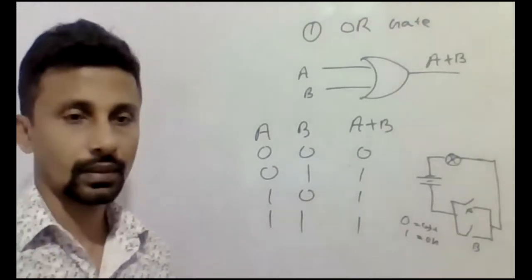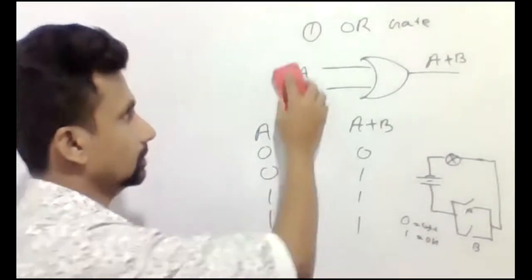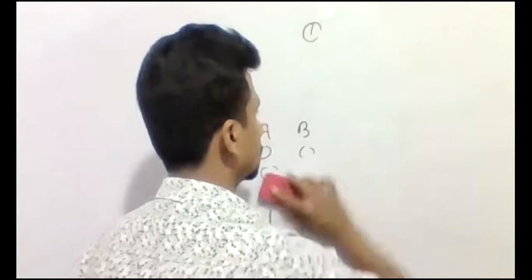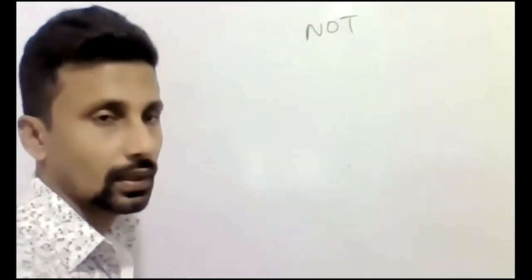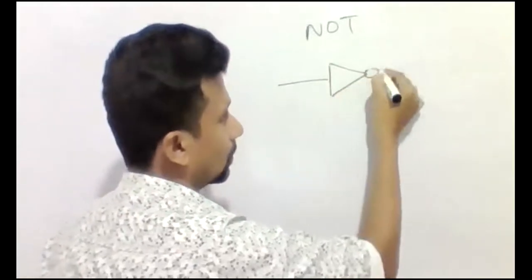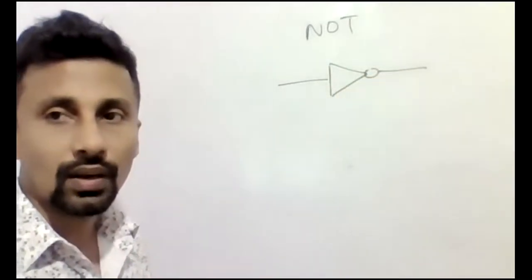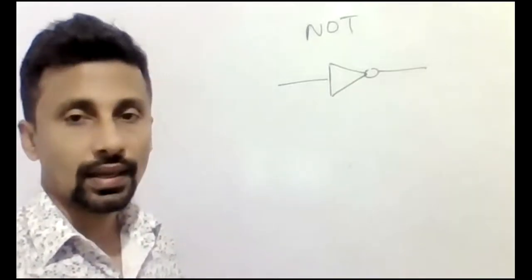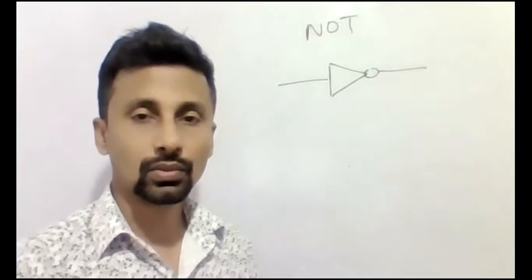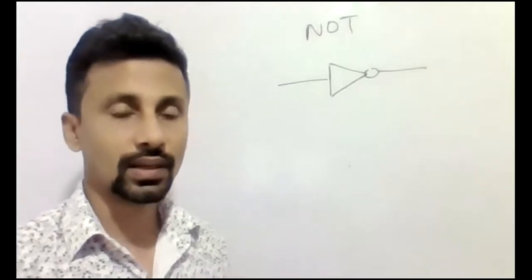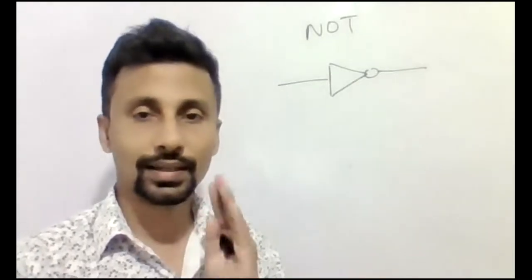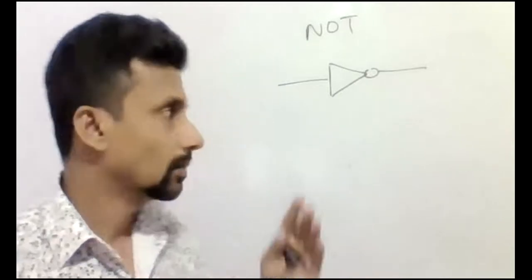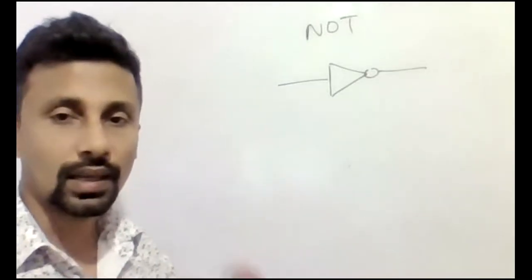Okay, we'll see the next one. Next one, NOT gate. It is a bit different because you have only one input here. In the earlier gates we can have 2, 3 or even more inputs, but here only one input is there. In earlier gates you can't have one input, at least you have to have two or more. But here you can have only one input.